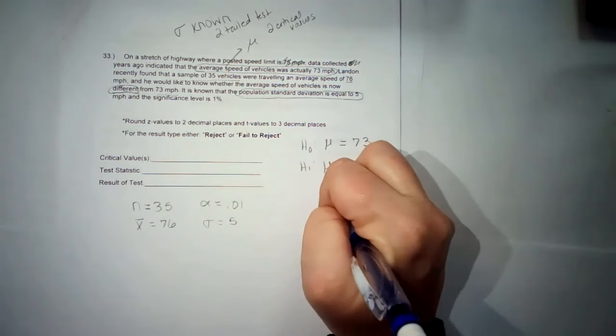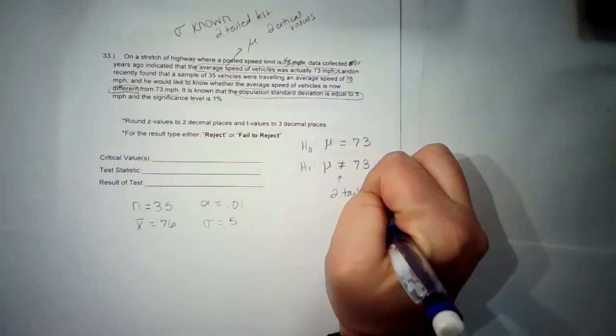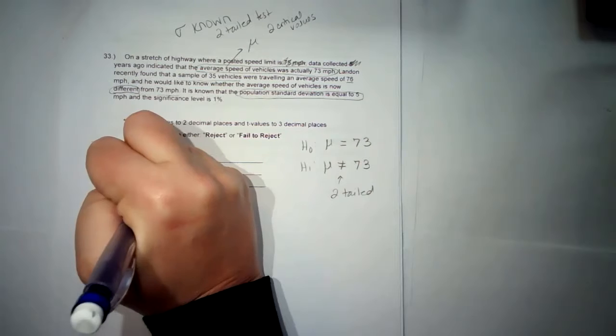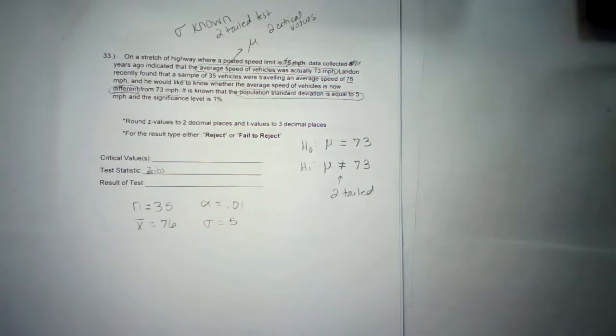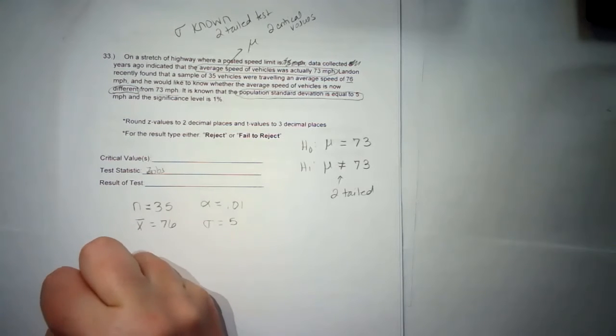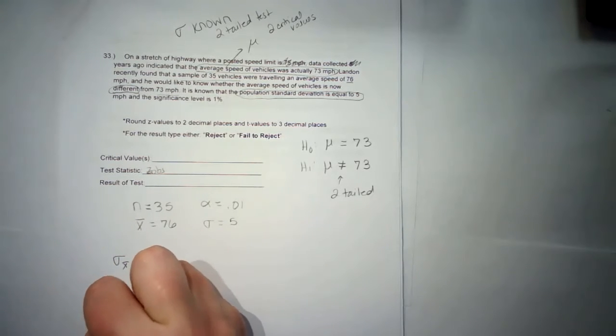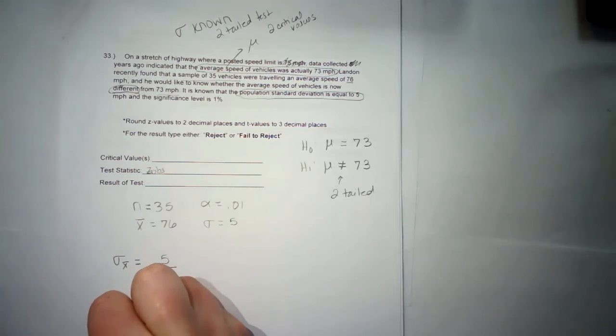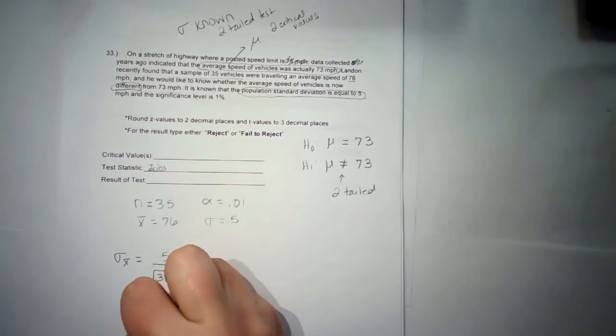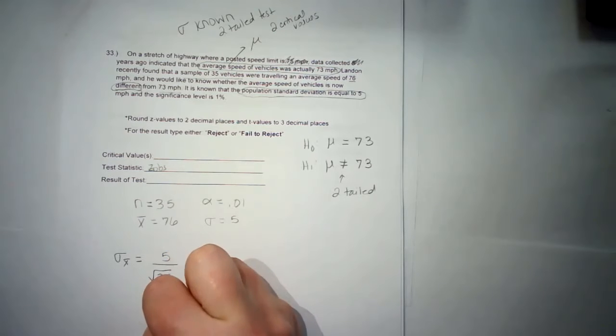This is two-tailed. All right, so the test statistic is Z observed. We flip over to our sigma known page down there at critical value. We're going to need sigma X bar, so we're going to need sigma over the square root of 35. I don't have that either. 0.8452.